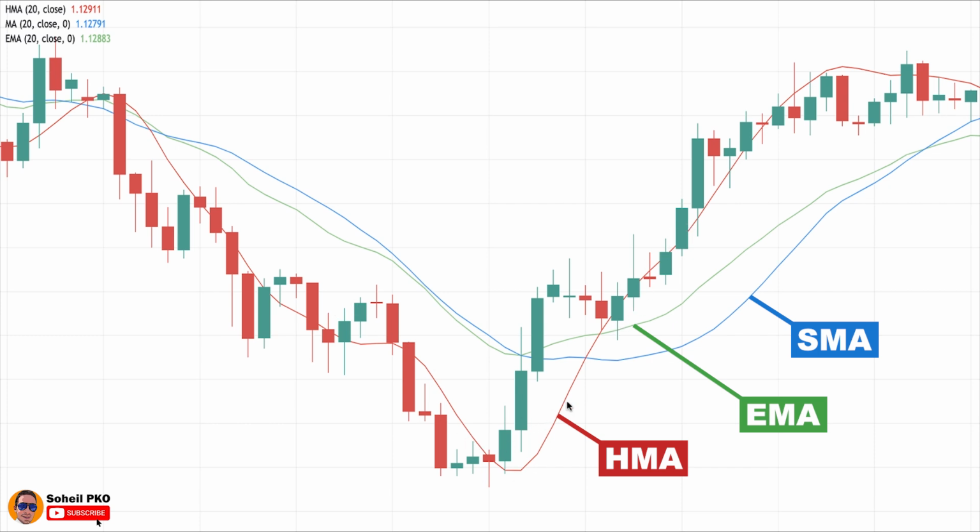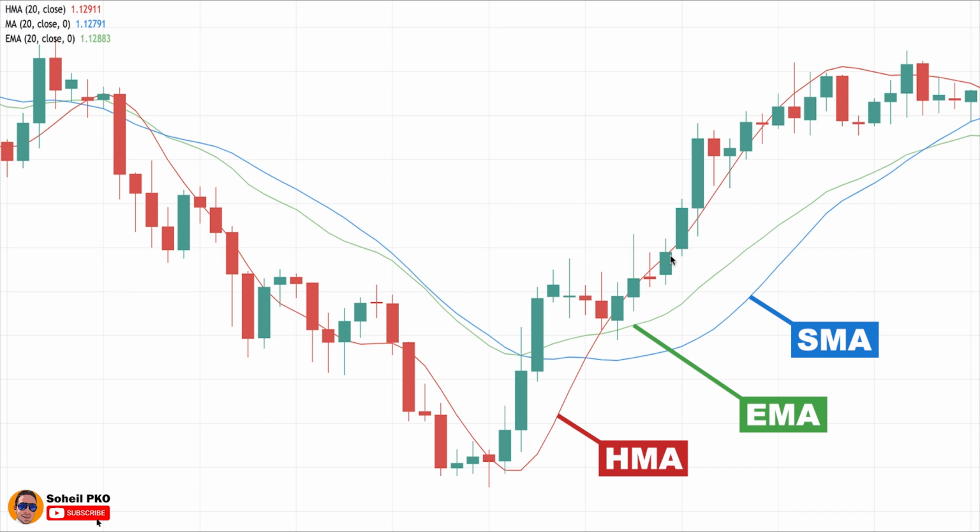reduces the lag. In the calculation of the Hull moving average, two different weighted moving averages of the price are used, and again a third weighted moving average to smooth the raw moving average. This process reduces the lag by placing weight on more recent values, and this multi-layer focus on recent values results in a very smooth moving average line that responds to the price action very closely.